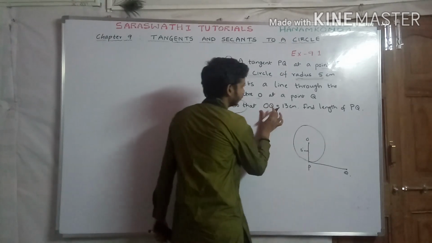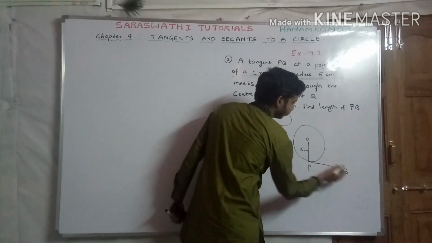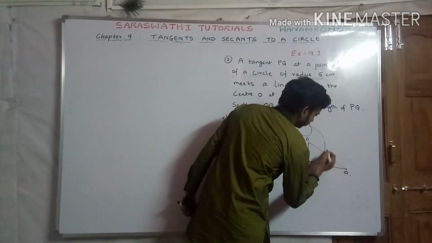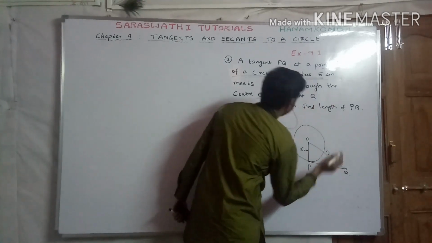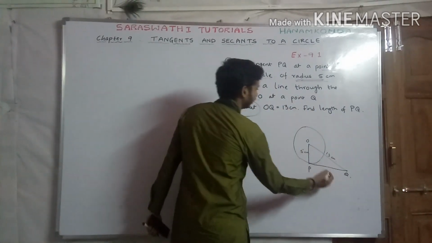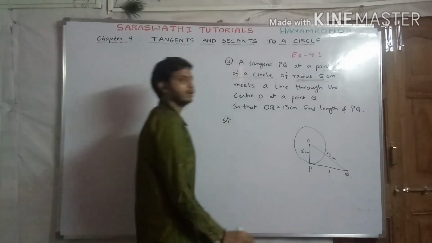So OQ equals 13 cm is given. That means the distance between O and Q, this line, is 13 centimeters. So find the length of PQ. That means we have to find the length of the tangent.